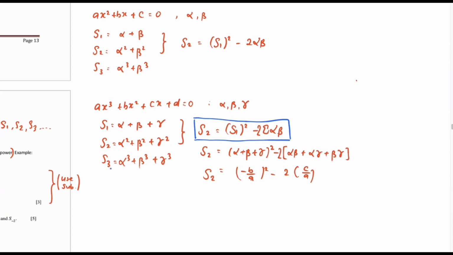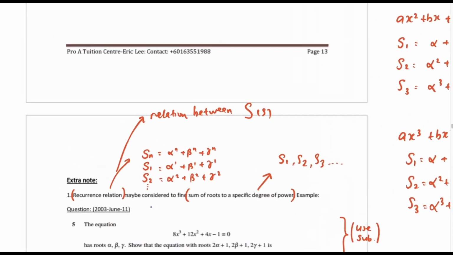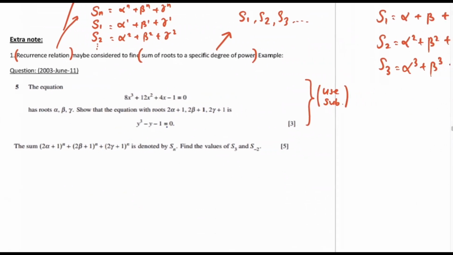Okay, and the second thing that we need to pay attention to is whenever we do substitution, right? Like here, we do substitution, we get a new cubic equation from this cubic equation to another cubic equation. We need to know that when we have done substitution, the roots change also. You see, at the beginning, the roots are alpha, beta, gamma, as you can see here. So after you do substitution, the roots become 2 alpha plus 1, 2 beta plus 1, and 2 gamma plus 1. So the roots change.